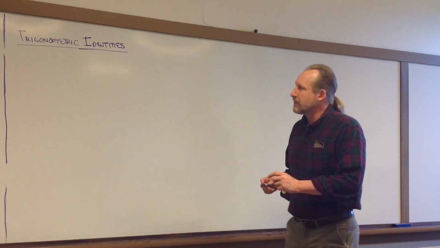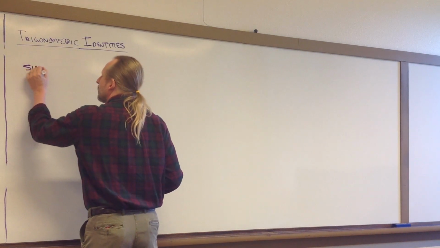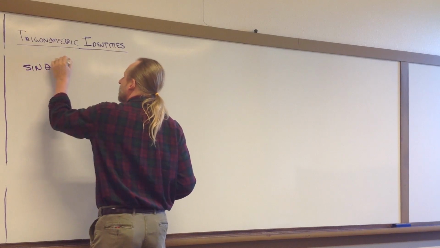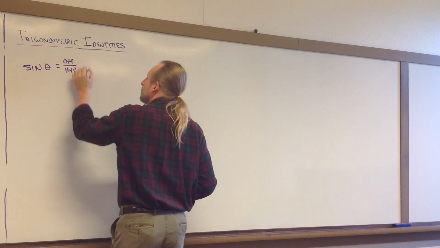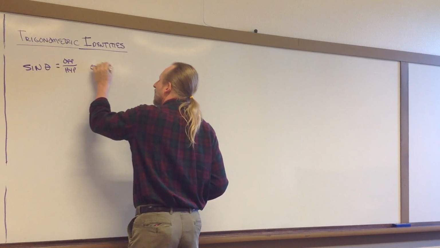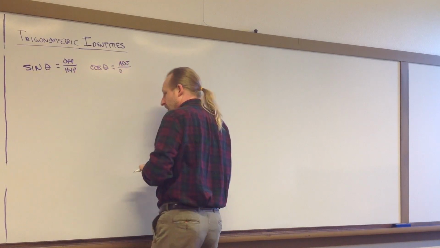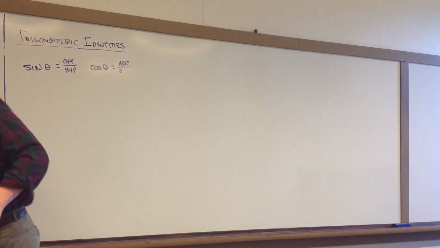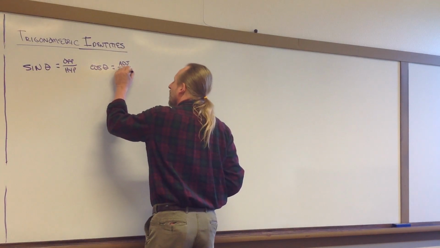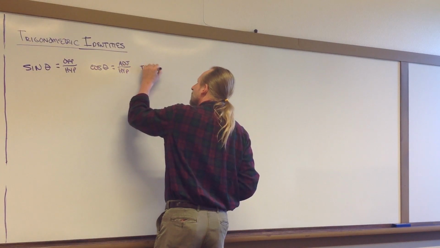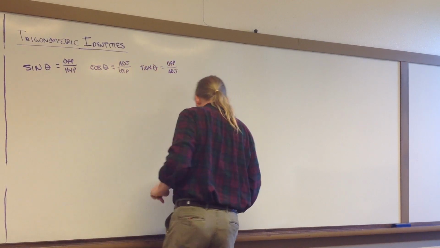So let's start out with the very basic ideas. If we're talking about sine theta, that's the opposite over the hypotenuse. Cosine of theta is the adjacent over the hypotenuse. And tangent of theta is the opposite over the adjacent.